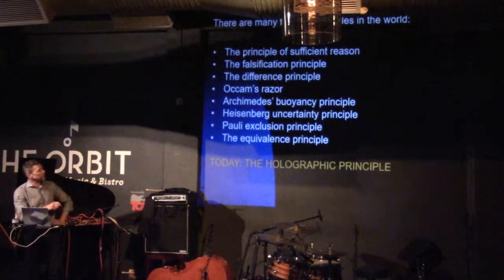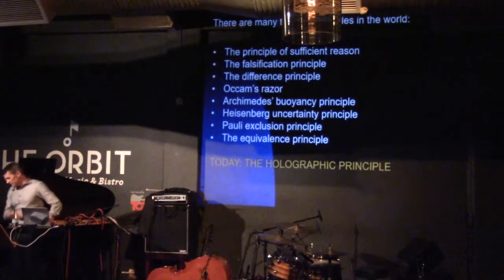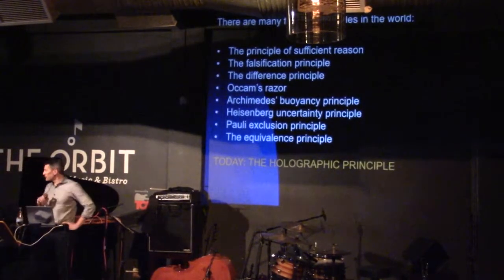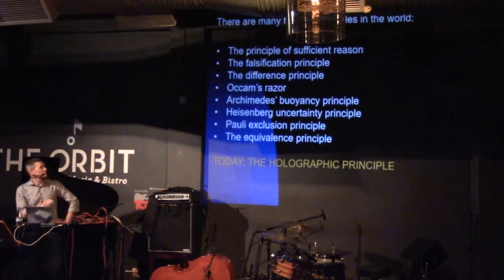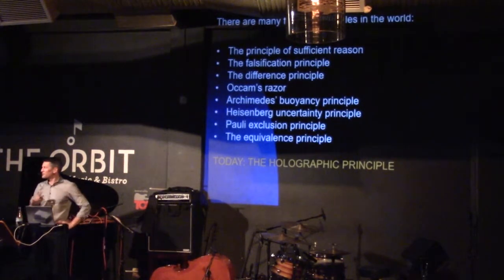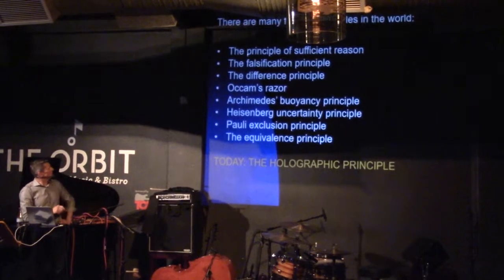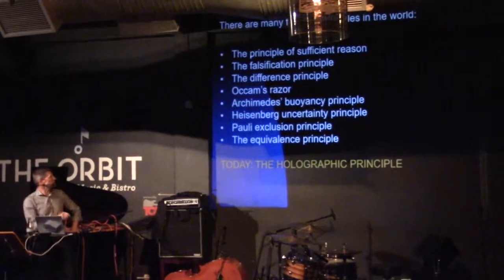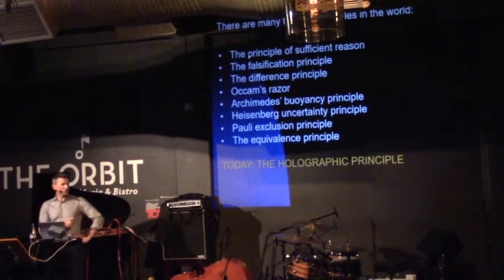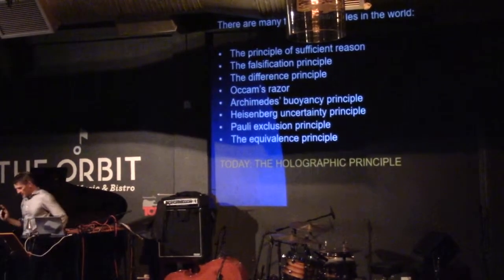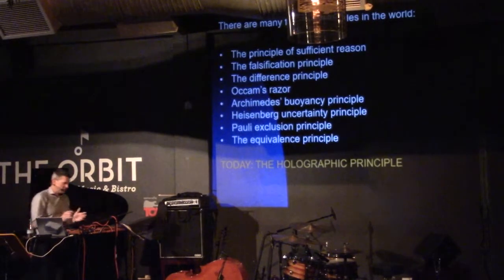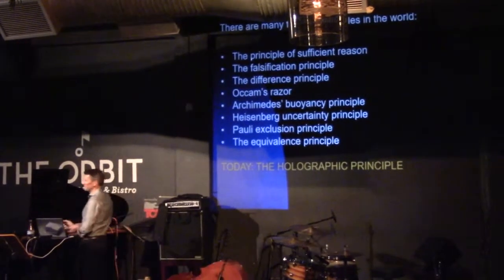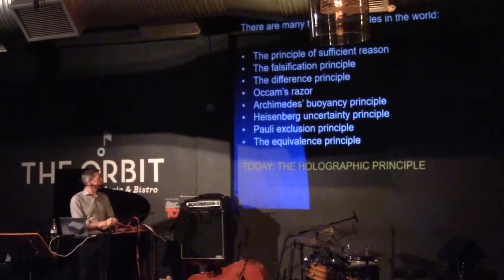For example, the principle of sufficient reason is the statement that things only happen because they had a reason to happen. Not to be confused with whether something happens for a purpose. Many things happen for no purpose whatsoever, but there was a reason why they happened. That's the first principle. The falsification principle, an important principle in science: a good theory should be falsifiable. There's the difference principle. That's a weird one. That is the statement that it's okay to make the gap between the rich and the poor larger as long as the poor get better along the way. It's an interesting economic principle.